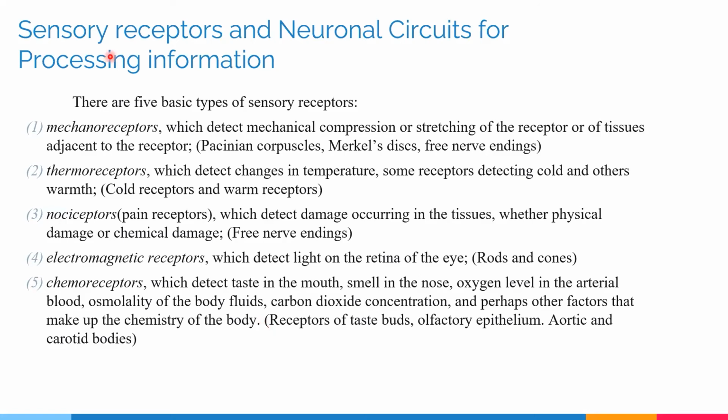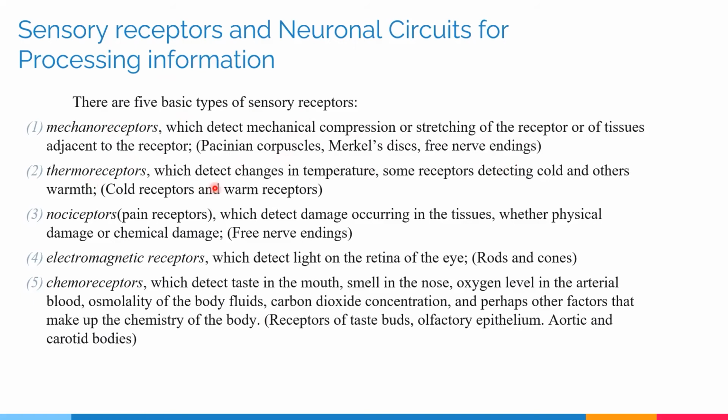Next, we look into the sensory receptors and neuronal circuits for processing information. There are five basic types of sensory receptors, which include mechanoreceptors, which detect mechanical compression or stretching of receptors or of tissues adjacent to the receptors. These include the Pacinian corpuscle, Merkel's discs, or free nerve endings.